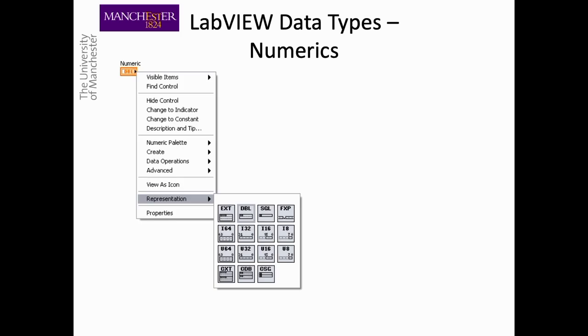The numeric data type represents numbers of various different types. To change the representation of a numeric, you can right-click on it, either a controller or an indicator or a constant, and you can select representation, as you can see that we've done here, and you can change the data type. Here, I is represented as integer, i.e. it's a whole number. The number represents the bit representation. So an I64 that we can see here means it's a 64-bit integer. A U means that it's unsigned, i.e. it doesn't have a minus. It's always a positive number.